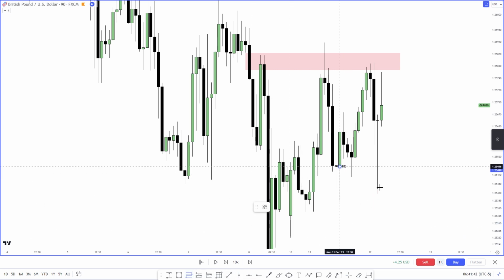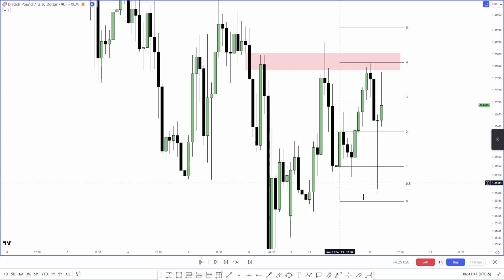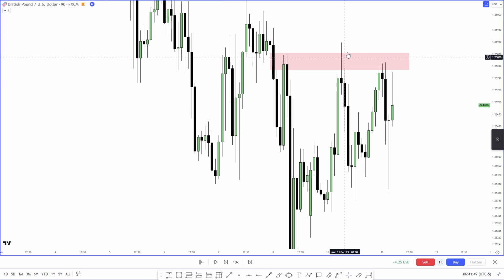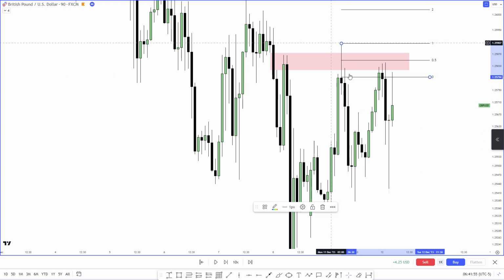So we can do it like this. Respected it, drew higher. The same way right here, we have a rejection block, right? Price respects the 50% level, meaning that it doesn't close above it before it goes short, right?